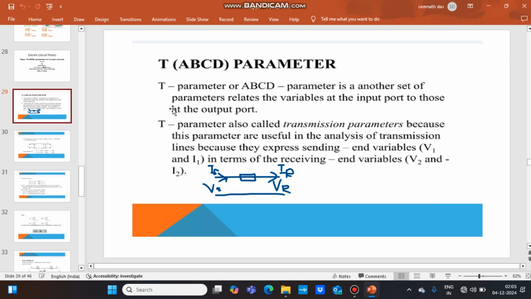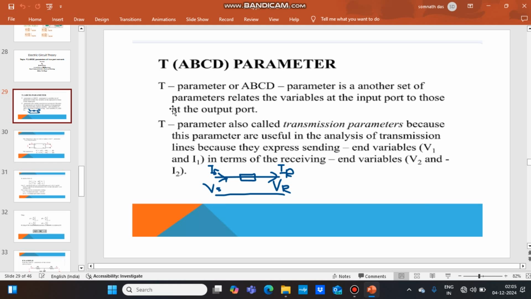T parameter or ABCD parameter is another set of parameters which relates the variables at the input port and the output port. T parameter is also called transmission parameters because these parameters are useful in the analysis of transmission line.